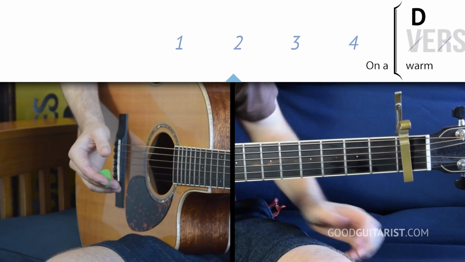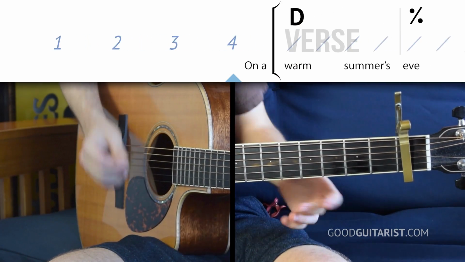So take a moment and try the strumming pattern out on each chord, just one at a time. Do a whole bunch on the D chord, a whole bunch on G, a whole bunch on A, and when you're ready, we'll try playing it over the chords from the verse. 1, 2, 3, 4.